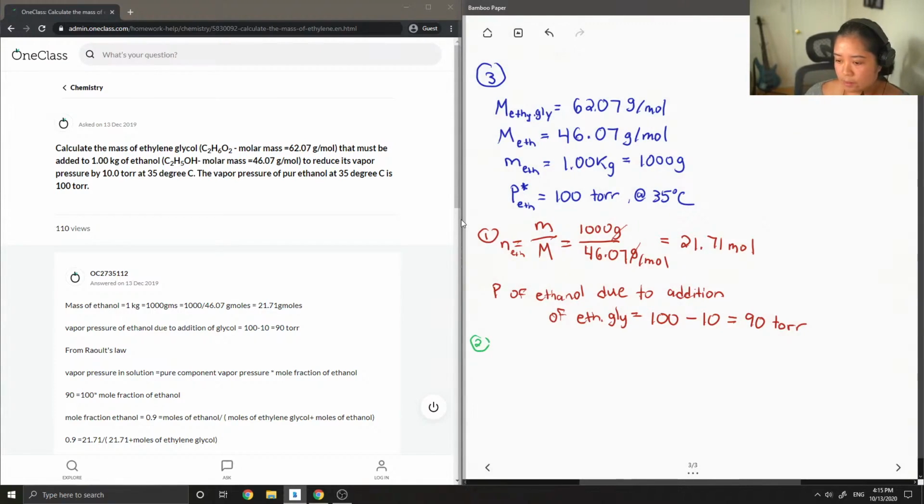Okay, so after that, we're going to use something called Raoult's law. And basically, it's just an equation saying that the pressure is equal to the mole fraction times the pure component pressure. So this is all for ethanol. So we know that the pressure of ethanol is 90. We're looking for X. And we know that P star of ethanol is 100. So you get X is equal to 0.9.